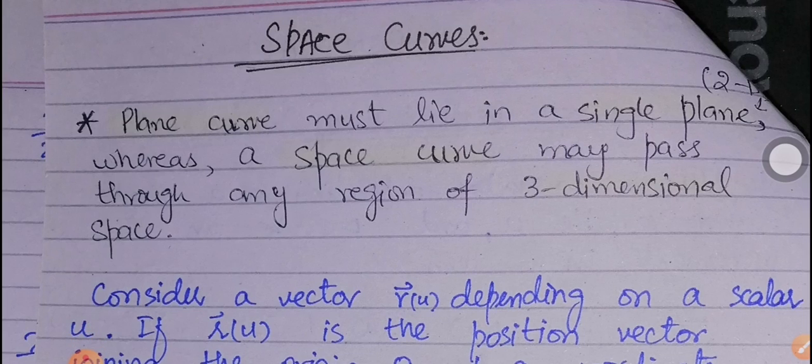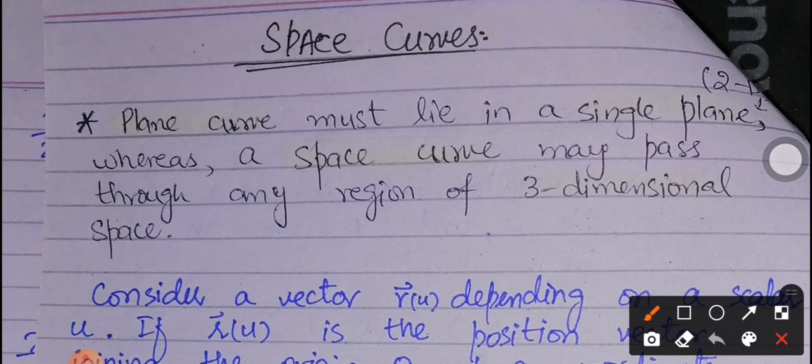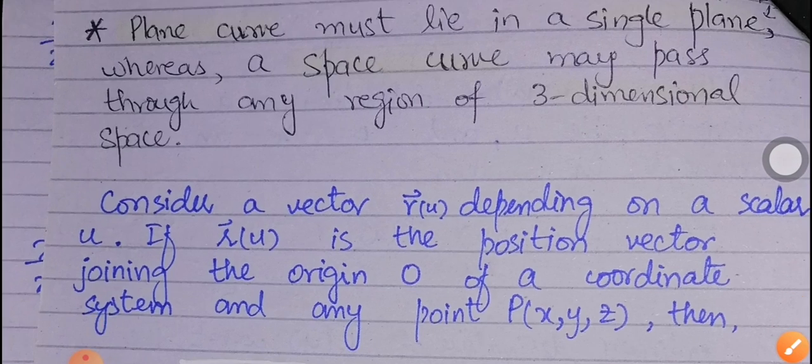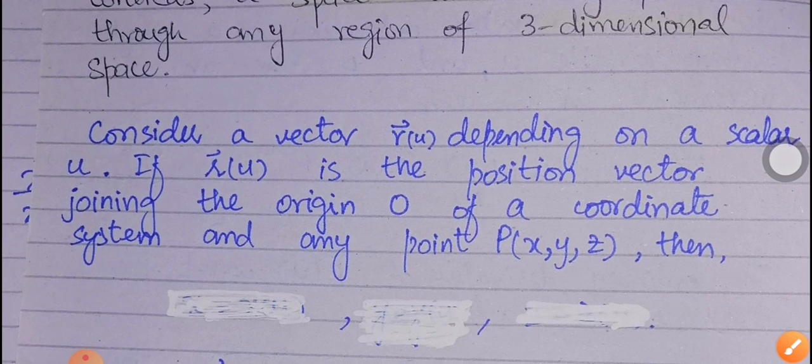A plane curve must lie in a single plane, that is it could be the xy plane, yz plane, or even the xz plane. So plane curves are two-dimensional figures, whereas a space curve always passes through a region which is a three-dimensional space. So space curves mean we are talking about three dimensions, and plane curves mean we are talking about two dimensions. Now consider a vector r of u depending on a scalar variable u.